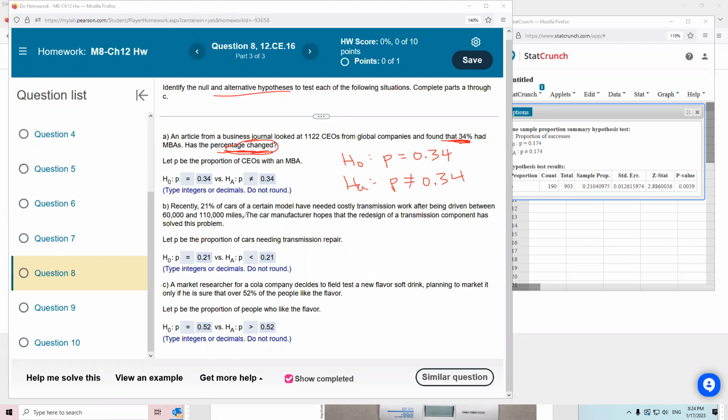Let's go to example B. 21% of cars need transmission work. The manufacturer hopes a redesign has solved this problem. Well, the null hypothesis is going to be that the proportion of cars that need new transmissions is 0.21. The manufacturer is hoping that the redesign has improved. Well, improved would really mean less than 0.21.